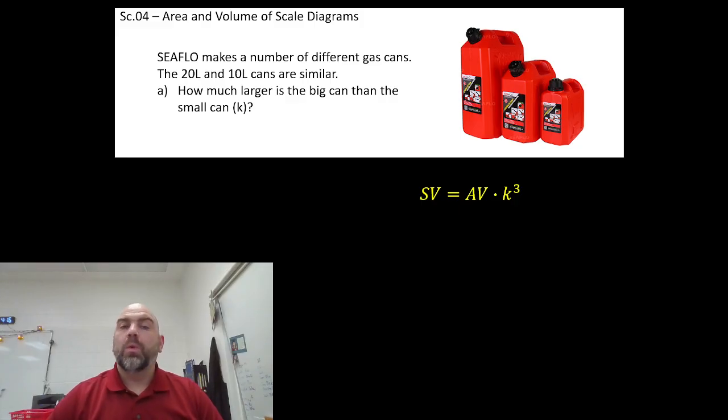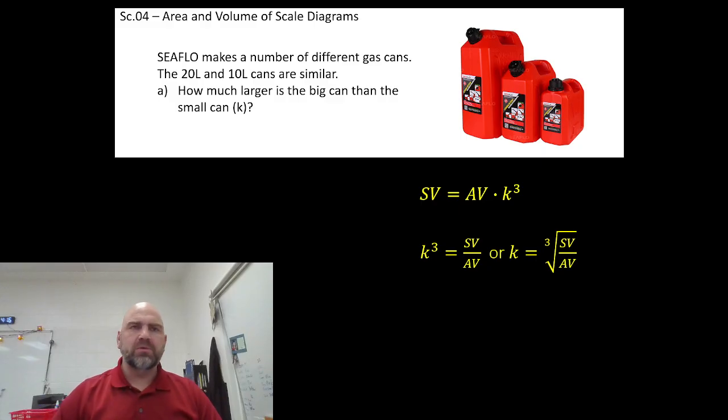All right, so we're looking for our K value, and we are given 2 volumes. Liters are volumes. So we're going to rearrange our formula to look like this. K cubed is equal to SV over AV, or K is equal to the cube root of SV over AV. I would really recommend that you practice doing cube roots on your calculator to make sure that you get the right answer. So follow along with this one, give it a shot, because we haven't done cube roots a lot, maybe a little bit here and there, but it's good for practice.